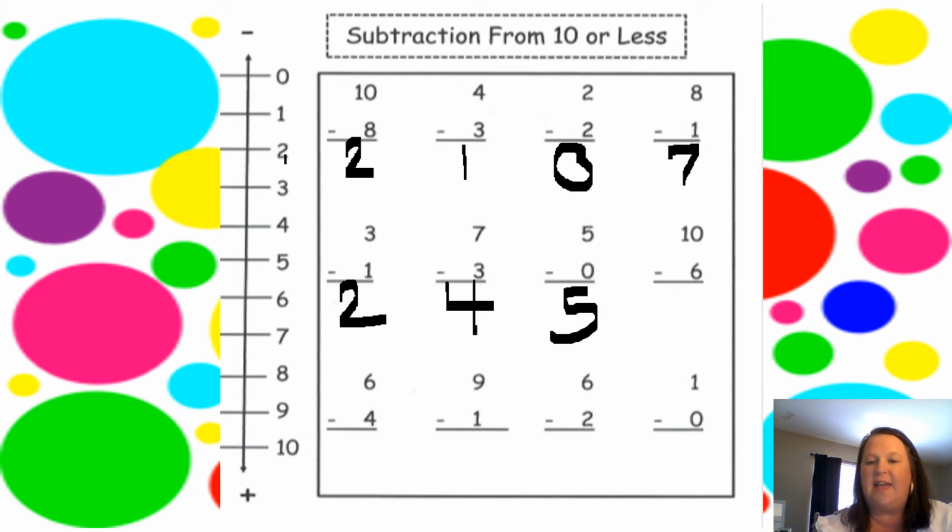All right. I have 10, and I'm going to take 6 away. So we're on 10. We go 1, 2, 3, 4, 5, 6. How many do I have left? 4. You can also use your fingers.